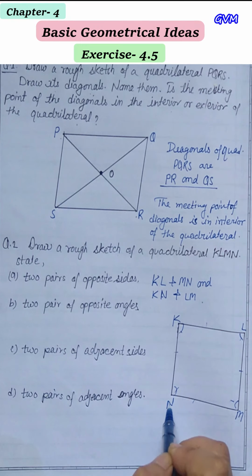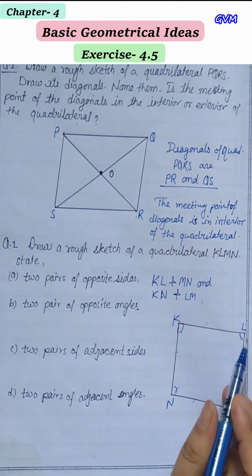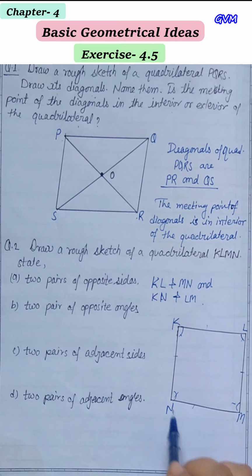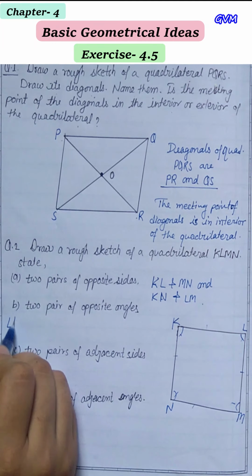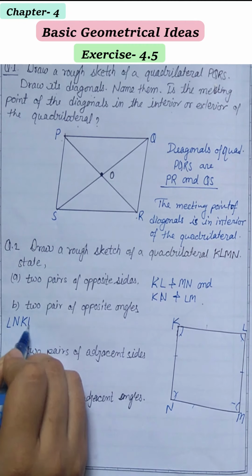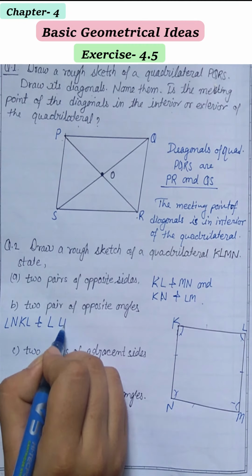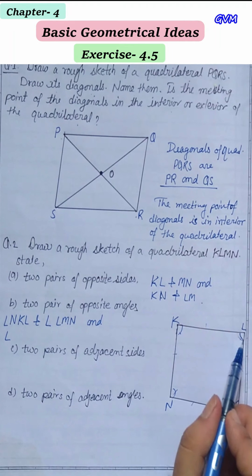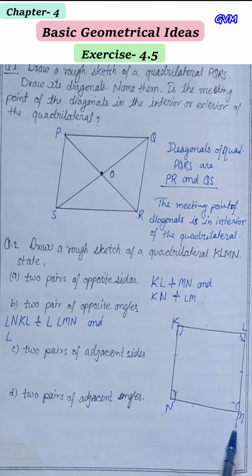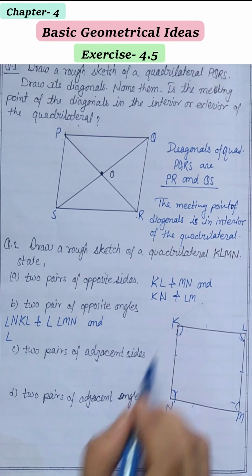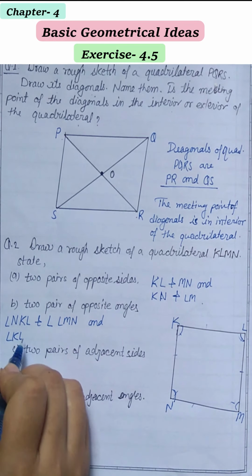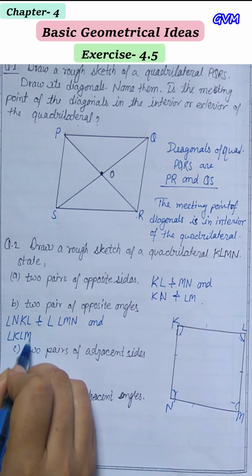So how do we name it? We name it angle NKL is opposite to angle LMN. So these two angles, this angle is opposite to this. Then angle KLM is opposite to angle MNK. Okay, so these are two pairs of opposite angles.